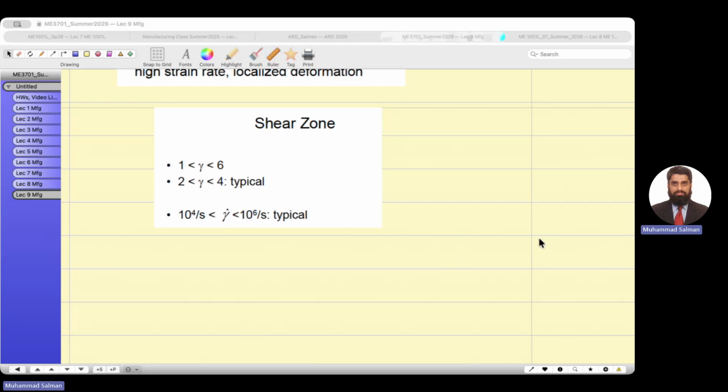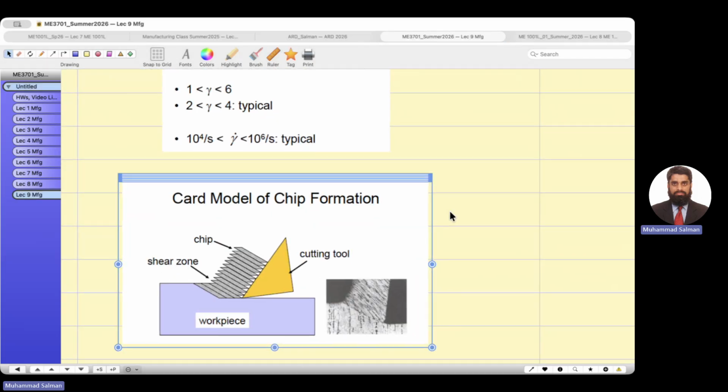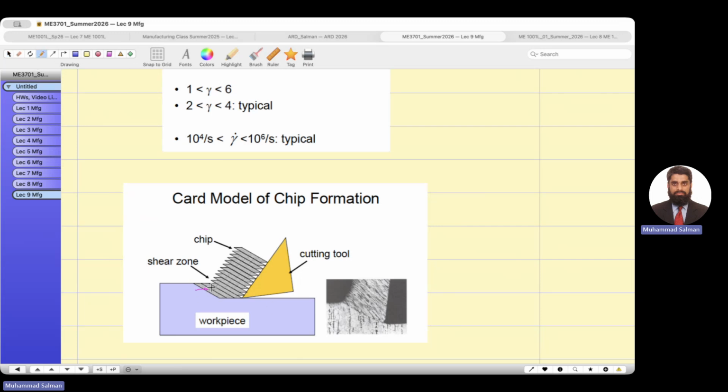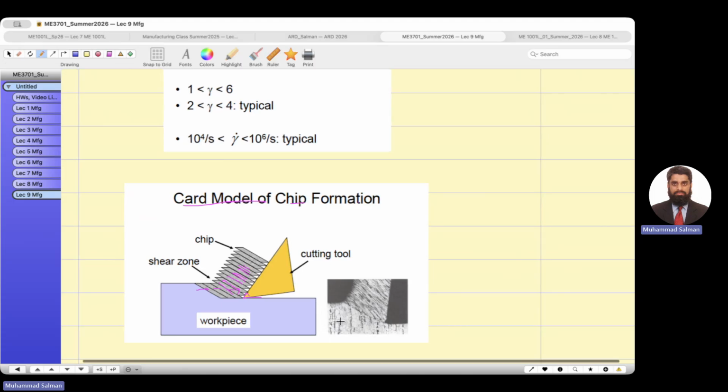Okay, this is the card model, like we play cards, and what happens is these small cards are coming. Before that it was here, but now it is being lifted upward, so it's now shearing. We assume that the chips which are forming are like very small parallel cards. That makes our analysis of shear strain very easy.